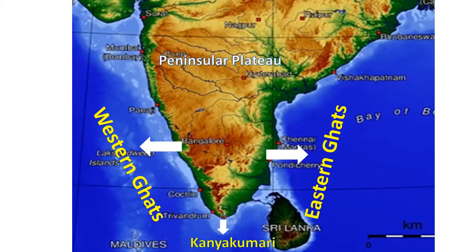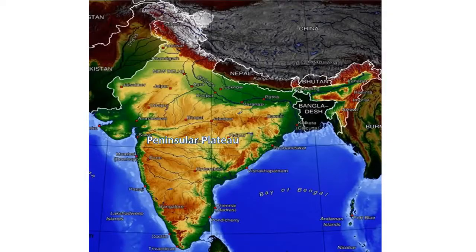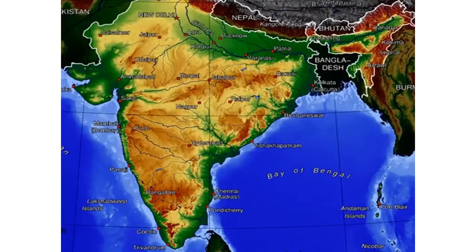The peninsular plateau consists of two broad divisions. The northernmost part is called the Central Highlands. These are also known as the Malwa Plateau. And the southernmost part is called the Deccan Plateau. The Malwa Plateau on the western side and the Chota Nagpur Plateau on the eastern side are the main plateaus. The Chota Nagpur Plateau is rich in mineral resources.